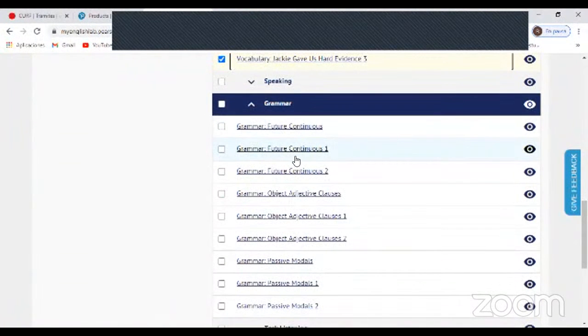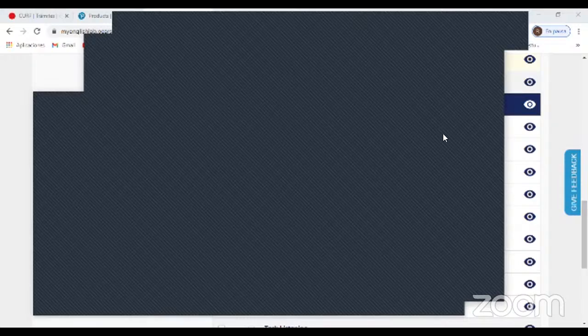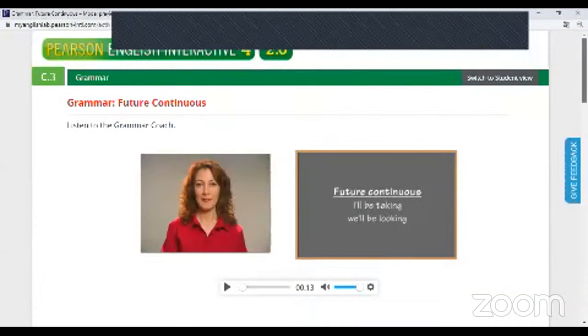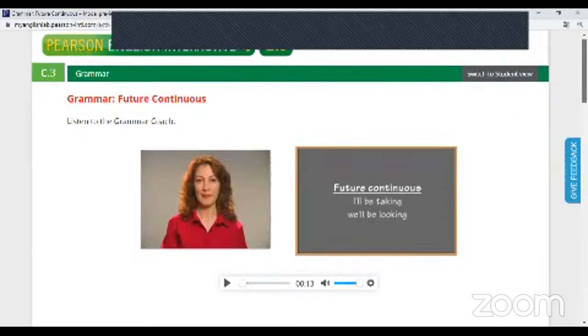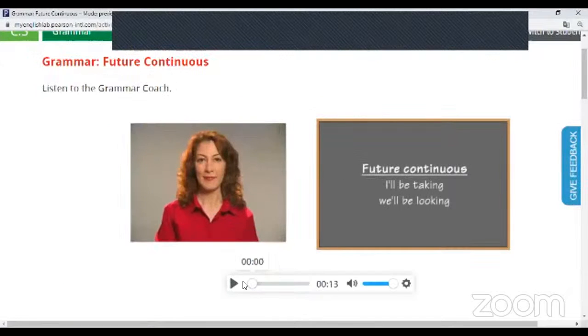We are going to have to work on future continuous and, well, 2 activities from those, but before I activate them, I must explain very quickly. Let me share my screen. Okay, good. So we have the future continuous: I will be, and the verb in ing form. Very quickly, let's listen to our coach.